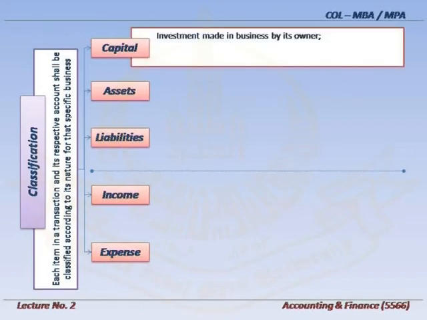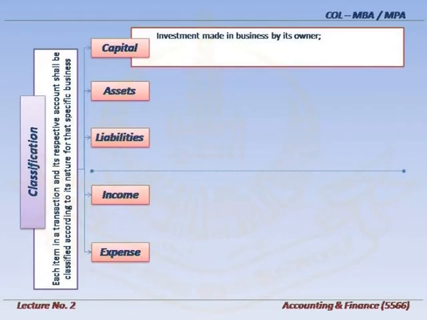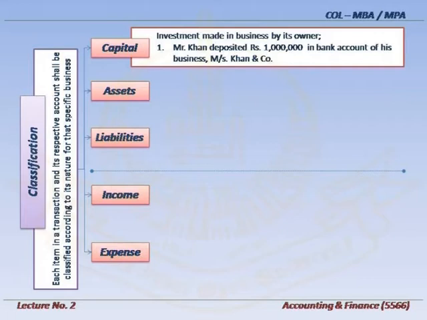First of all, we'll learn what is capital. The investment made in a business by the owner is called capital. Please remember, the investment can be made either in cash or in kind, or in both. For example, the cash investment can be exemplified as Mr. Khan deposited rupees 1 million in the bank account of his business in the name of Messrs. Khan and Company, while putting a personal asset or computer in office use can be the example of investment in kind.